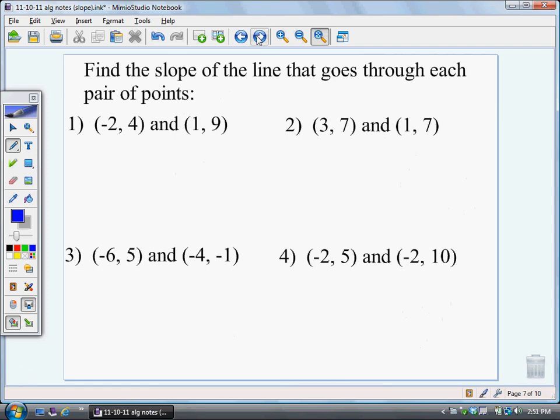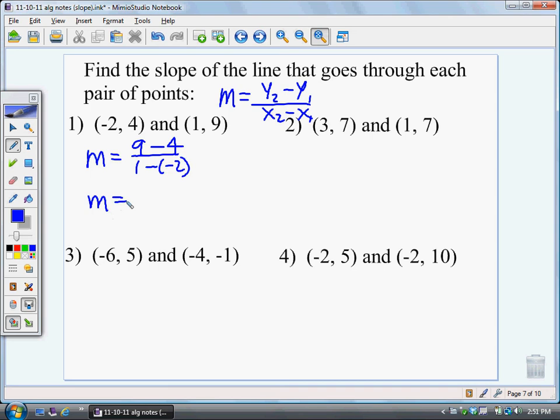Okay, so here are some sample problems to work through. I'll just run through these quickly. Here's the formula: y sub 2 minus y sub 1 over x sub 2 minus x sub 1. So when we do this, it's 9 minus 4 over 1 minus negative 2, and that would be 5 over 3. Remember, if you reverse the formula, the only thing that would happen is you'd get negative 5 over negative 3, but that's still a positive.